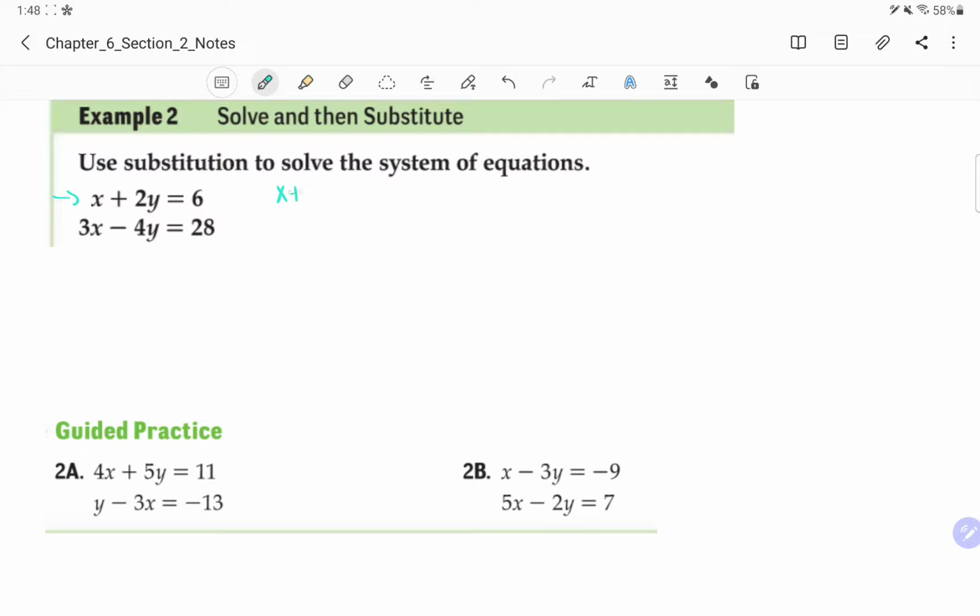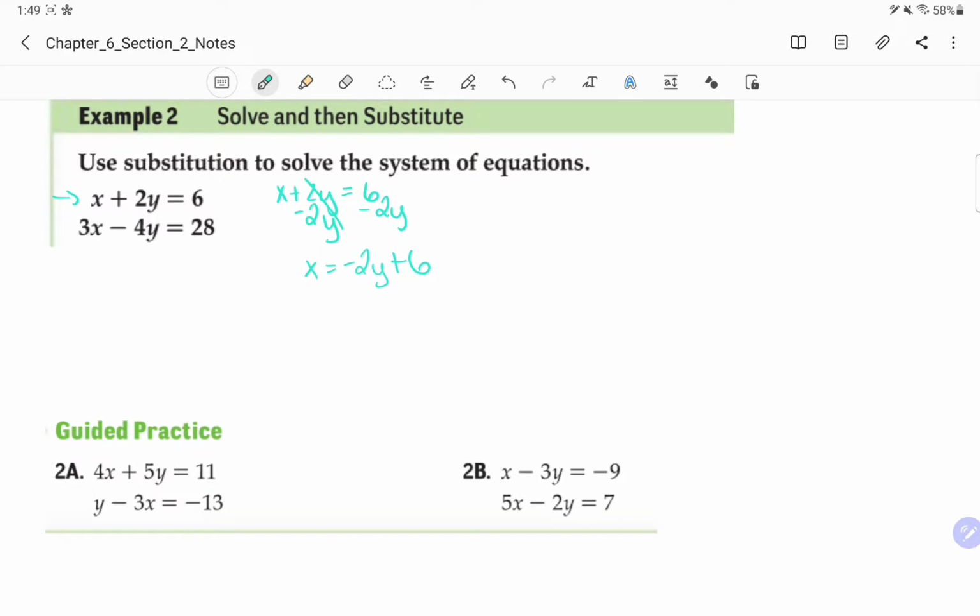And I have x plus 2y is equal to 6. All right? You can solve for y or you could solve for x. I'm going to solve for x just because it's a little bit easier. So I'm going to divide both sides or subtract 2y from both sides. And that'll give me x is equal to negative 2y plus 6.